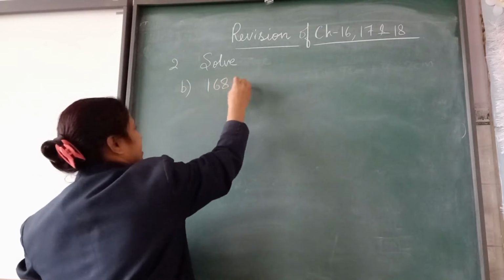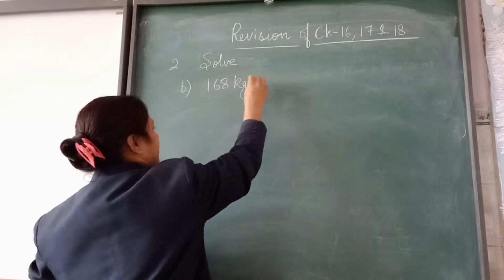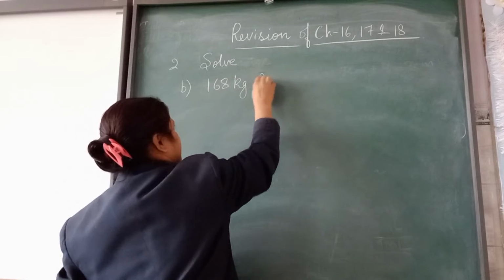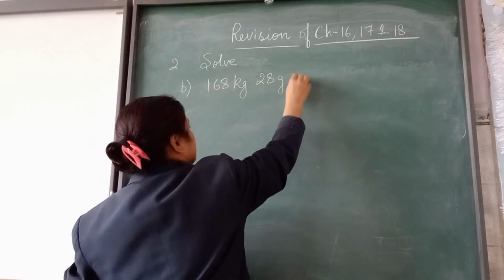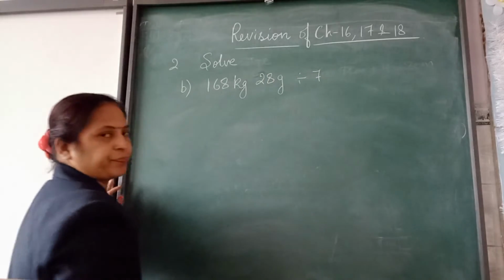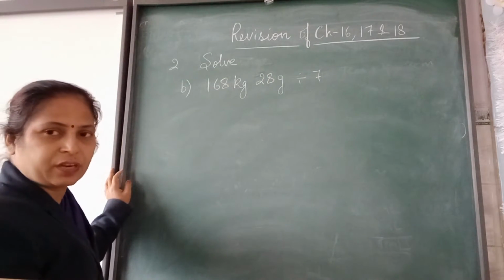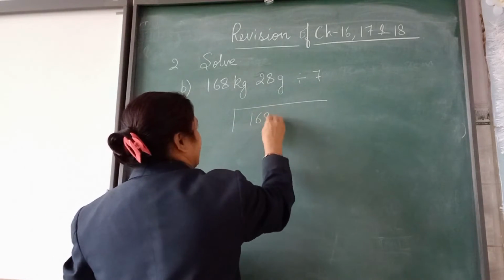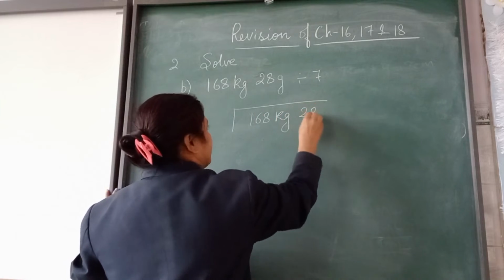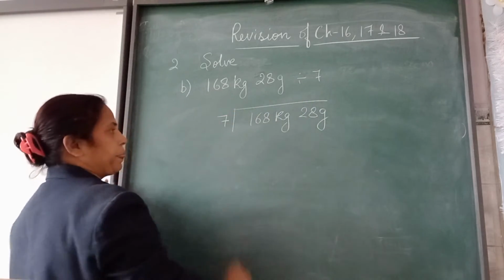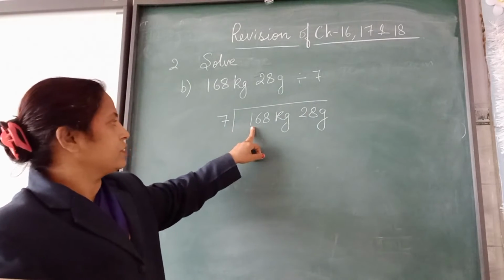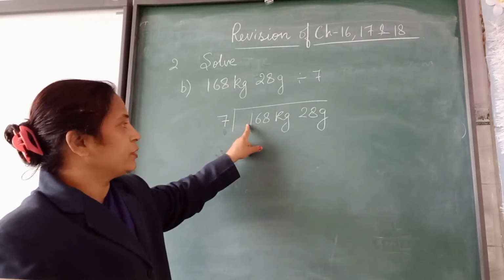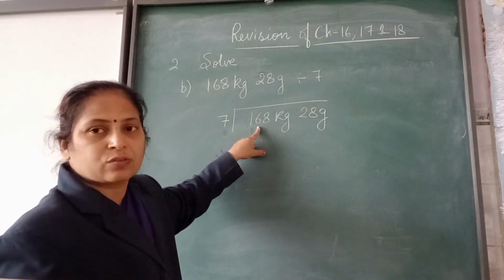Now 168 kg 28 grams divided by 7. Now we are going to do division, children. First we have the addition, now we are going to do division. Now 168 kg, 28 grams is your dividend and 7. Now see the first number here. This 1 is smaller than the divisor 7. This is the dividend part. What you will do, you will take another number to make 2-digit number, and so we can divide it.